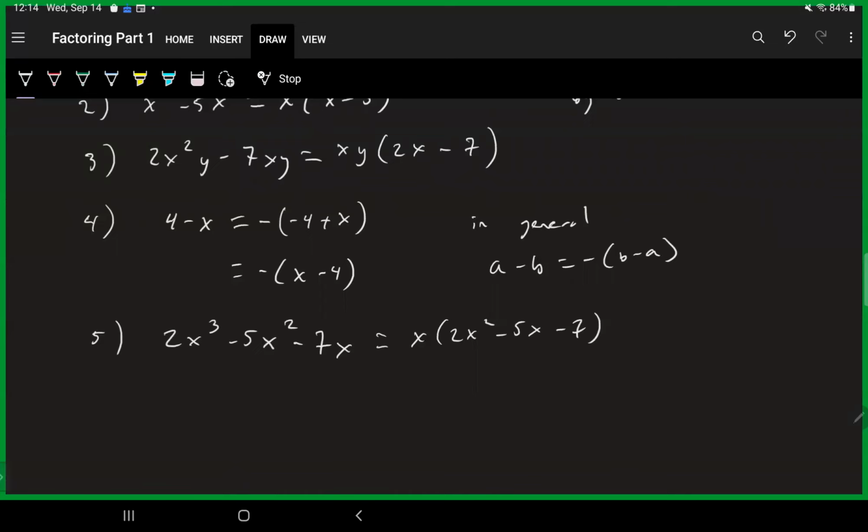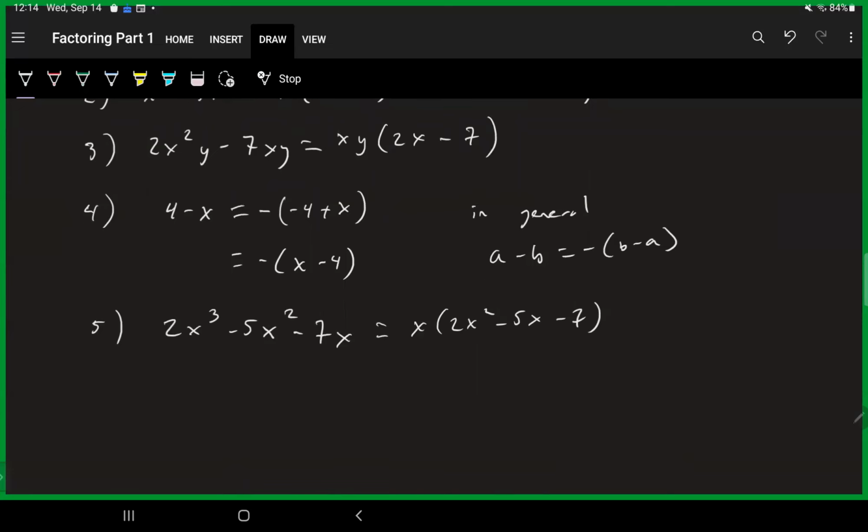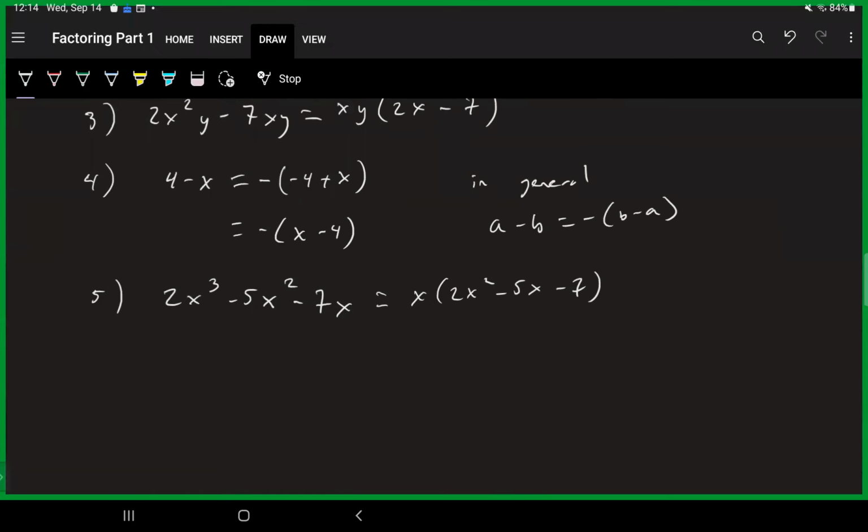So what this says to me is that really it doesn't matter how many terms I have, the distributive law still works. And I can factor a common factor out of any number of terms.